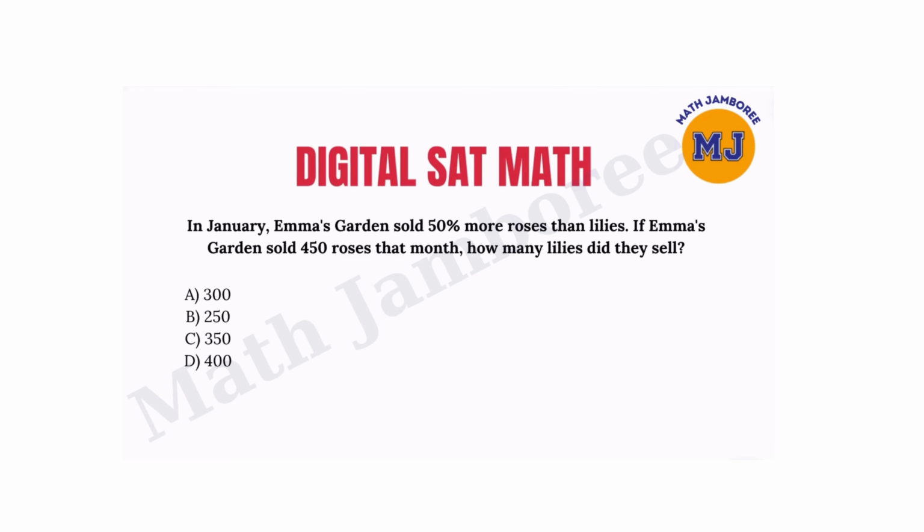In January, Emma's garden sold 50% more roses than lilies. So roses sold more. If Emma's garden sold 450 roses that month, how many lilies did they sell? So to solve this question, we will set up an equation. To set up an equation, we will use some variables.